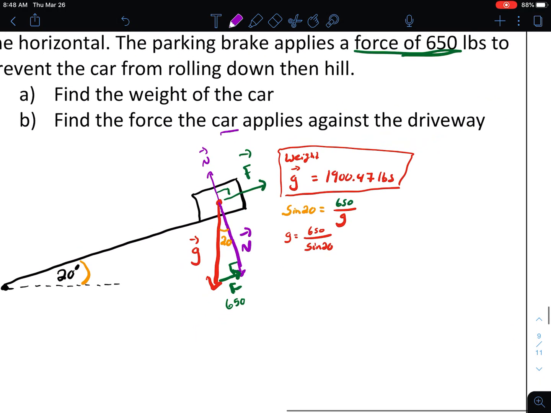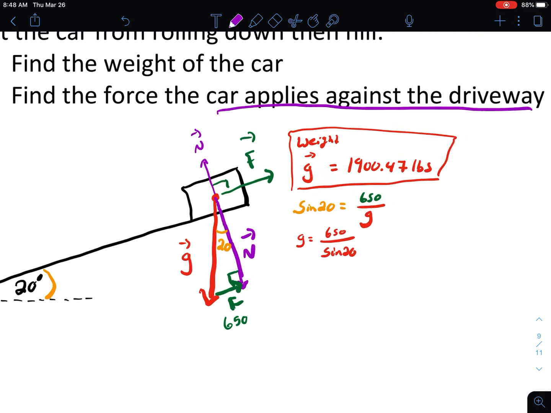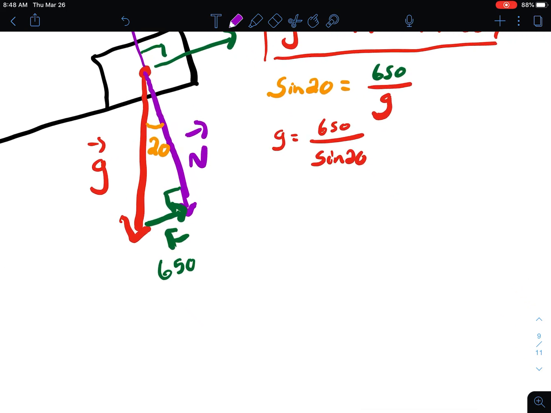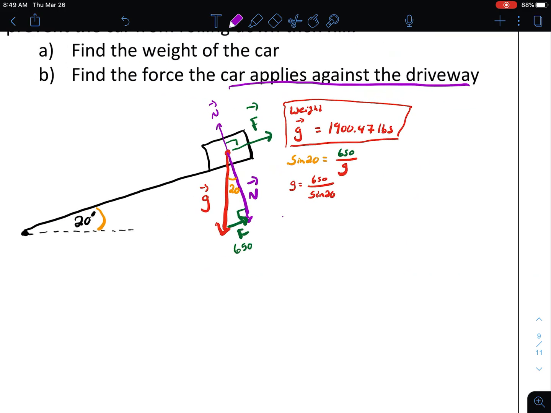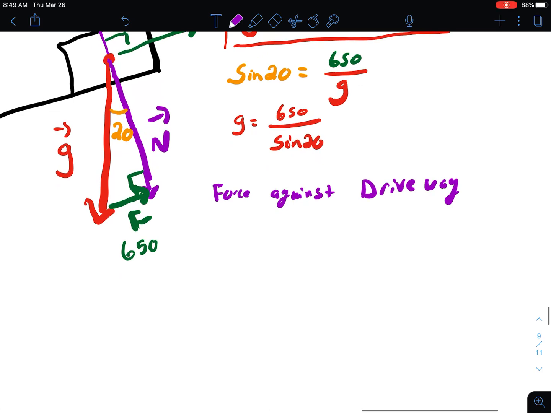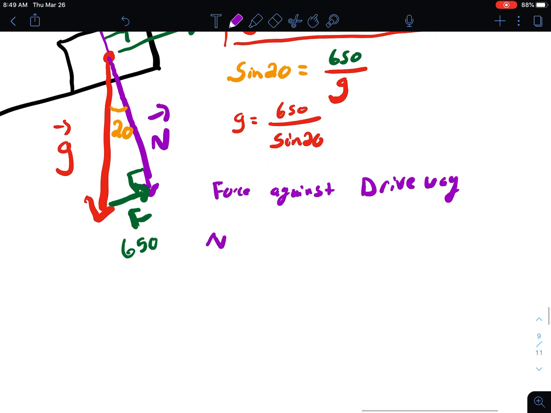Now it also wants to know, well, what is the force applied against the driveway? So that is going to be the push perpendicular to the surface, which is the normal force line that I drew. So force perpendicular to the driveway applied, so force against the driveway. Well, I'd have to solve for N.